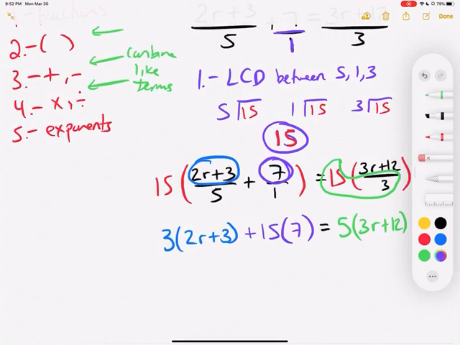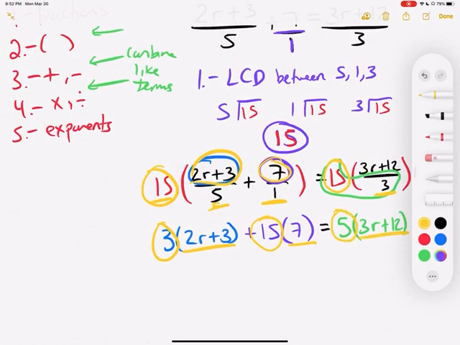Again, first fraction, 15 divided by 5, that's 3. And we keep the top. And then 15 divided by 1, that's 15. And we kept the top. And then the last fraction, on the other side of the equation, 15 divided by 3, that's 5. And we keep the top of the fraction. This is how we're going to get rid of those fractions using the least common denominators. Now we get rid of the fractions.